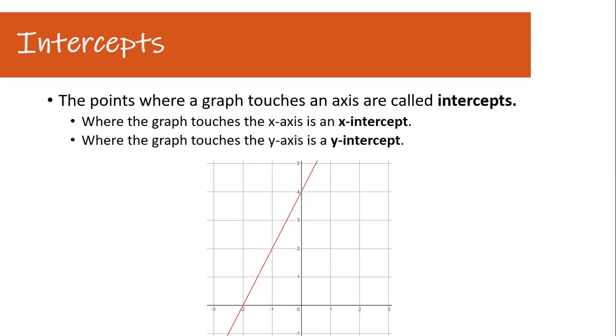If we look here, we can see that the graph touches the x-axis somewhere around -2. And it touches the y-axis somewhere around 4. But remember that we need to give full coordinates in most cases for a point. So we would have an x-intercept of (-2, 0), and a y-intercept of (0, 4). An x-intercept will always have y equals 0, and a y-intercept will always have x equals 0.